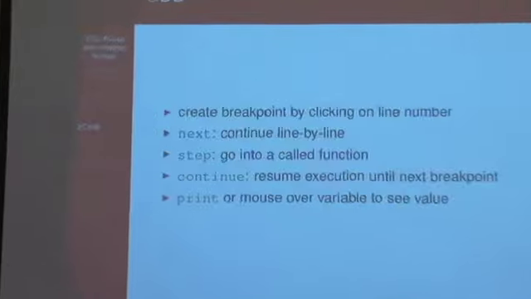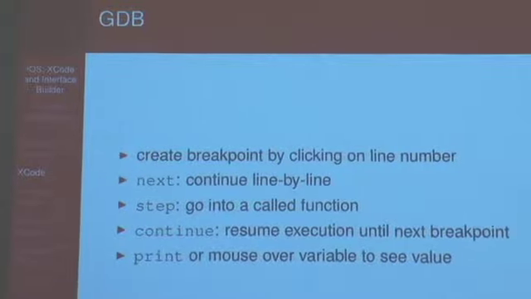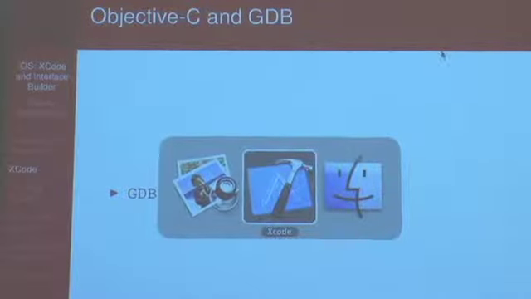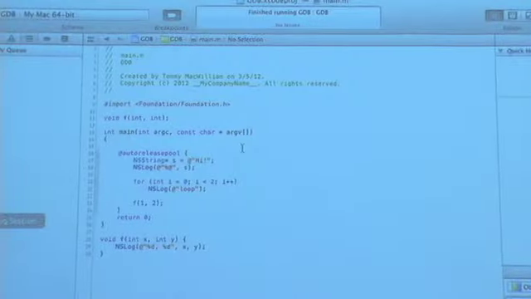All of the traditional keywords that you're used to in GDB are also here. You can do next to go to the next line. You can step to go into a function. You can continue to the next breakpoint. And you can print out a variable's value. But what's nice about Xcode is that this is nicely built into the UI.